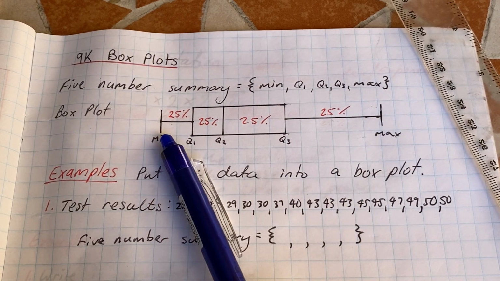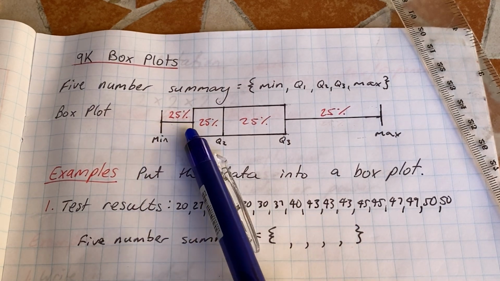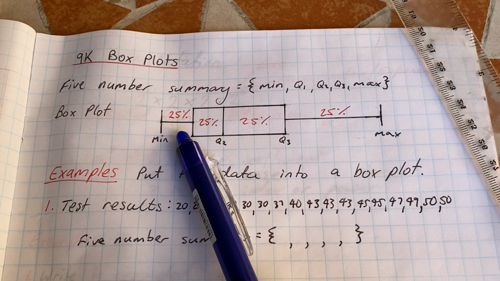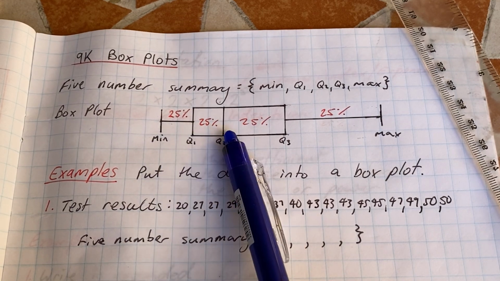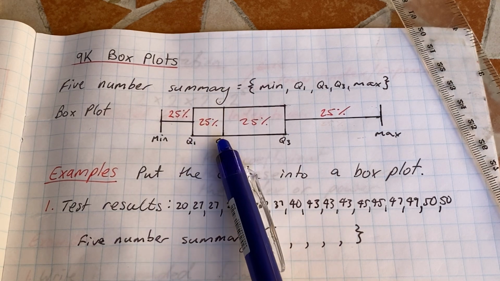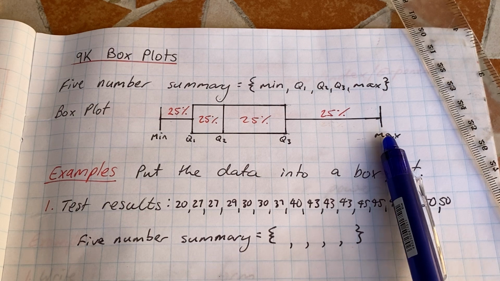So if these were like test results, for example, 25% of the class scored in here. This breaks things up into quartiles. So 25% scored between this score and this score, 25% of the class got between here and here, and 25% of the class got between that score and that score.